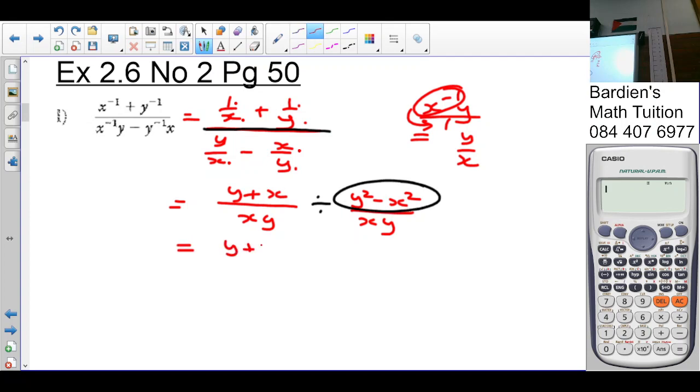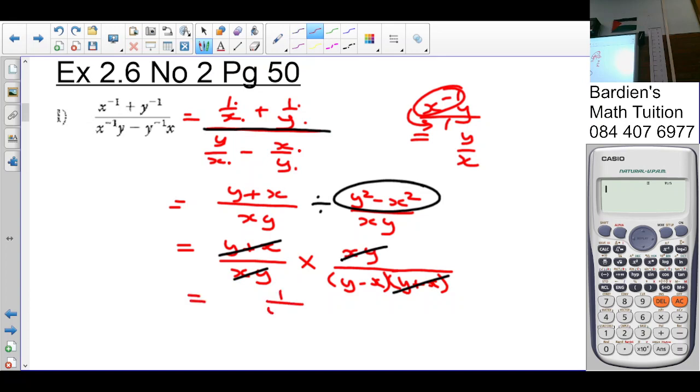So it's y plus x over xy times xy over the difference of two squares, which is y minus x into y plus x. Okay, now what? Cancel. y plus x cancel. xy cancel. So what are we left with? 1 over y minus x. Okay. Any confusion there? No?